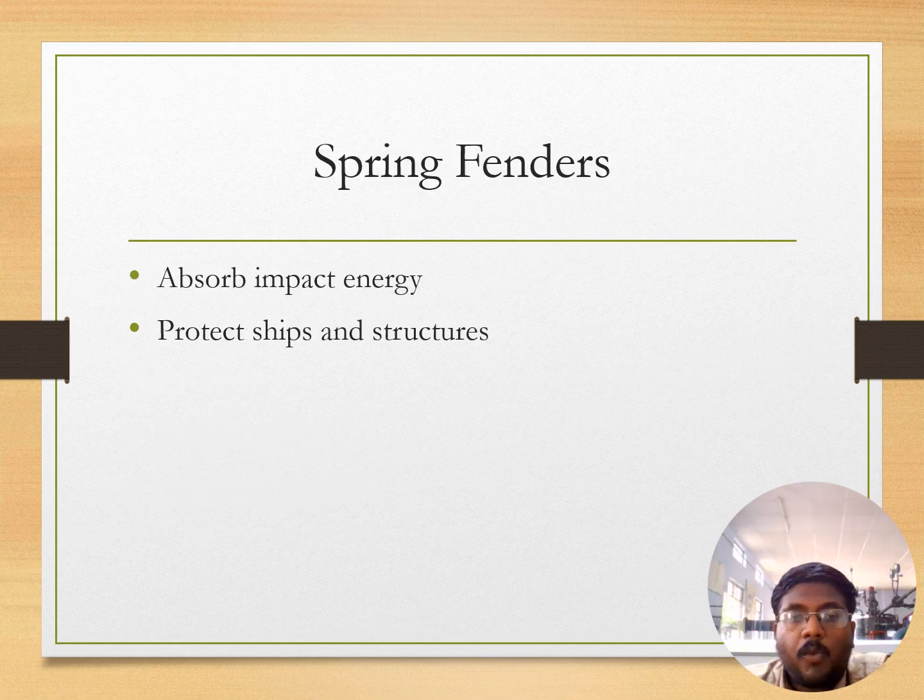Next we see about the fender. It is one of the components present in the harbor as well as port. The main function of this component is to absorb impact energy that can be created by the waves and tide at the time of bad weather. Another one, it is used to protect the ships and their structure at the time of bad weather.